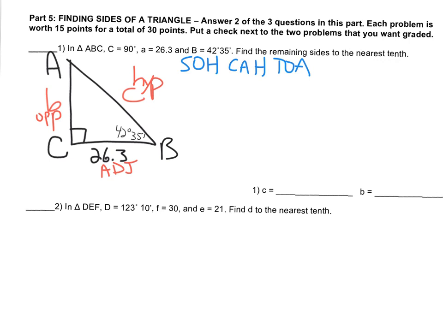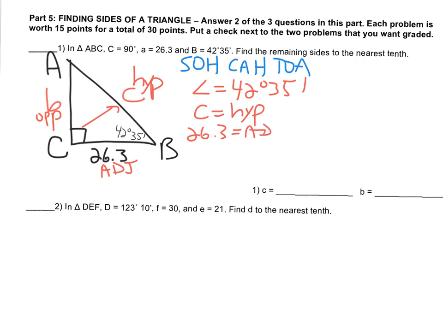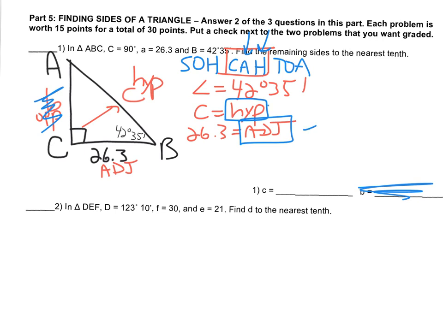So here's what we have. We have the angle is 42 degrees, 35 minutes. I'm going to go about finding little c. Well, little c is the hypotenuse, and I know that 26.3 is adjacent. I'm not using little b. I'll do that in a few minutes. So what you're going to do is look at what's given here. We have the hypotenuse, we have the adjacent. That means we're going to be using cosine in this first part, because that's the only one of the three trig functions that has those two parts, the adjacent and the hypotenuse.